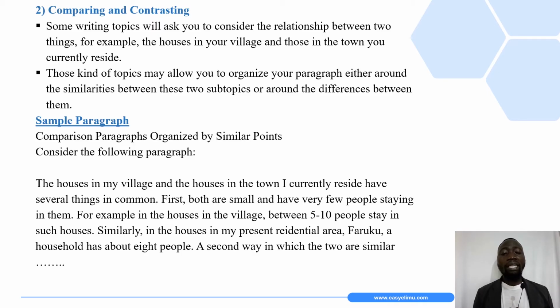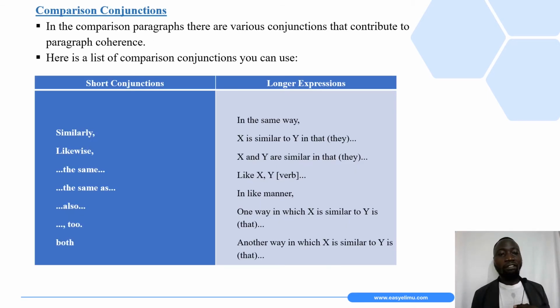For example, in the houses in the village, between 5 to 10 people stay in such houses. Similarly, in the houses in my present residential area, Faruku, a household has about 8 people. A second way in which the two are similar is that... then there is a continuation. So we have just extracted a part of that paragraph to help us understand how we can compare and contrast to make an effective paragraph.